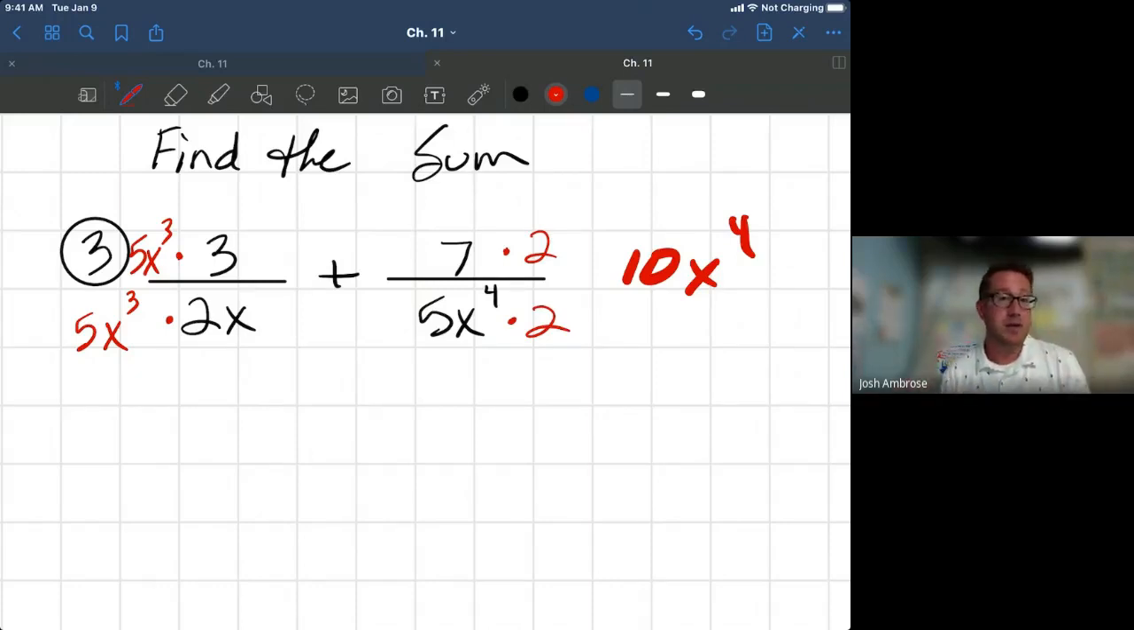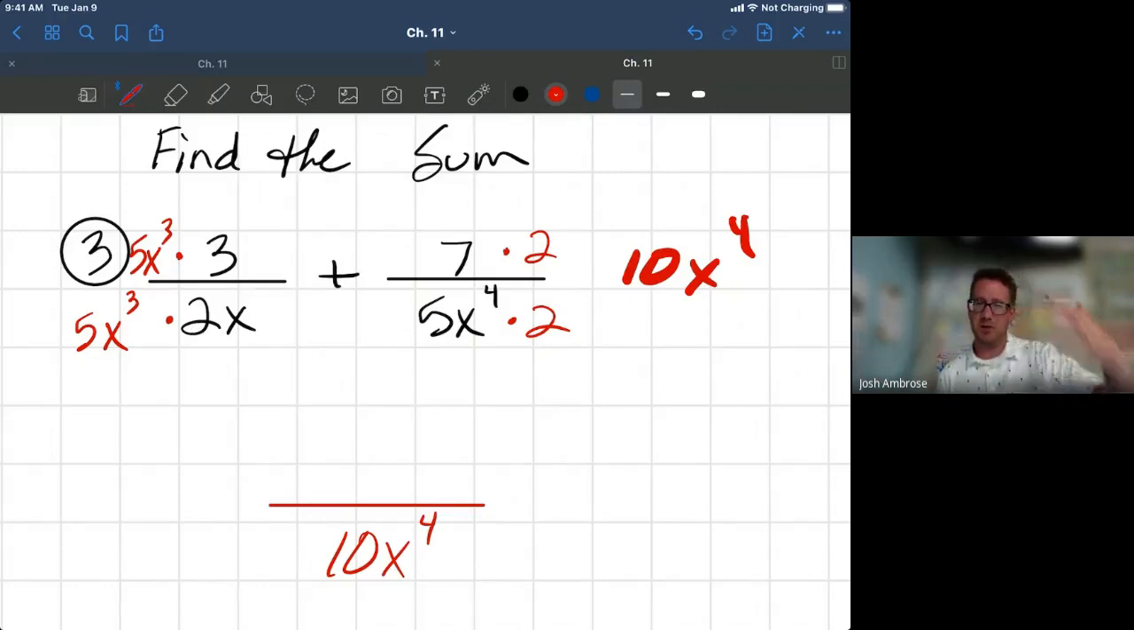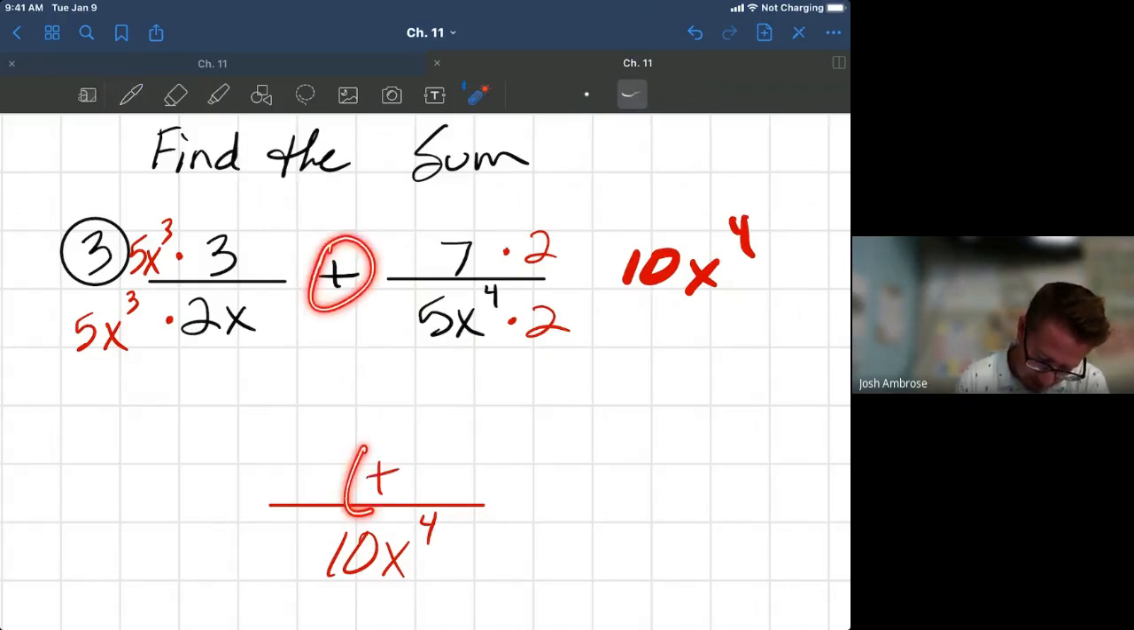Now we already know that each of these denominators, when we multiply that out, they will become 10x to the 4th. That part is really nice because we've already worked that out at the beginning. So 10x to the 4th, we know is the denominator. Now we need to start working with the numerator. Okay, we got a plus sign right there.